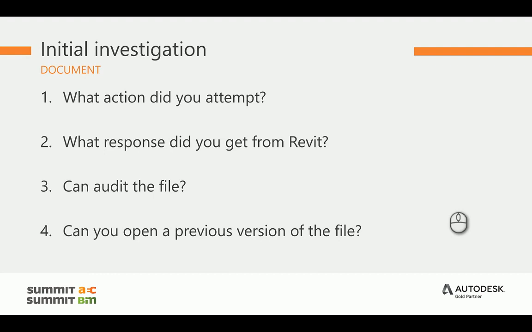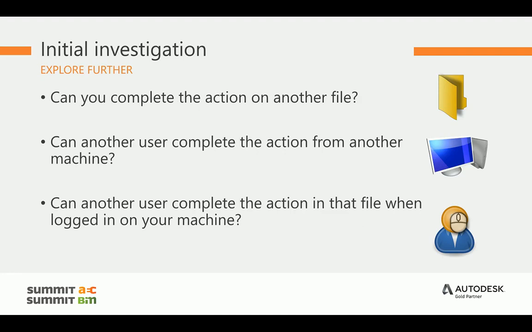When you encounter an undesirable action or message from Revit, it's important to take note of a few things. Ask yourself, what action did I attempt? What response did I get from Revit? Check, can you audit the file? Make sure you save a copy of the file first, as you'll need to reopen it to perform the audit action. If your file cannot be opened, check if you can open it from a previous version of the file.